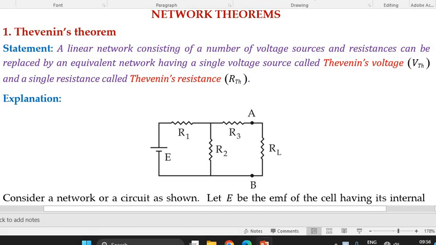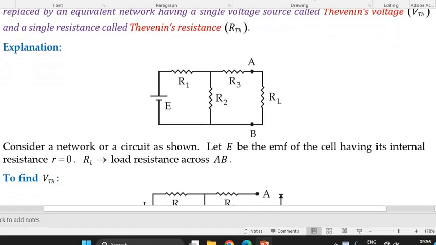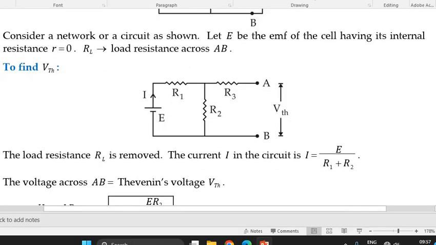Consider a circuit as shown in the figure. Let E be the EMF of the cell having its internal resistance r equal to 0, and RL is the load resistance that has been connected across AB. To find V Thevenin, that is Thevenin's voltage, the load resistance RL has been removed in the circuit. The current I in the circuit is represented by I is equal to V by R.